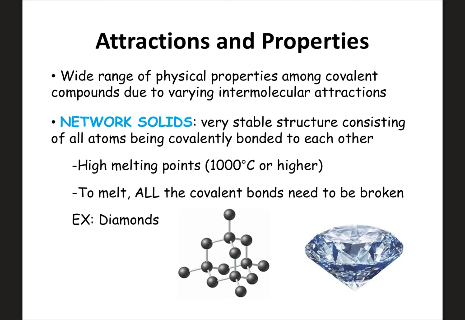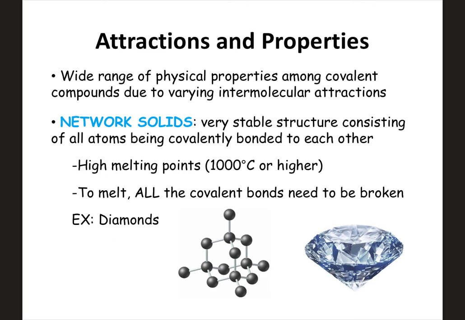There's something special here called network solids. These are very, very stable covalent compounds. All right. It's a stable structure in which every single atom is covalently bonded to every other atom in the structure. And it leads to these solids, which you might think were ionic. All right. They have very high melting points, 1,000 degrees Celsius or higher. So, for example, if you wanted to melt one of these compounds, you would have to break every single covalent bond, which would take a lot of energy. That's why the melting points are so high.